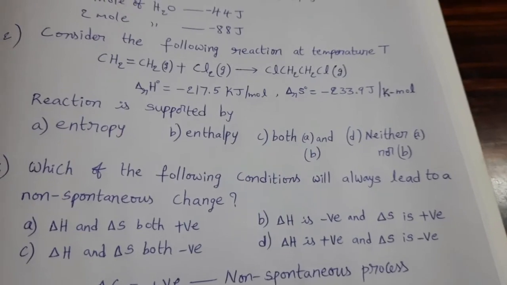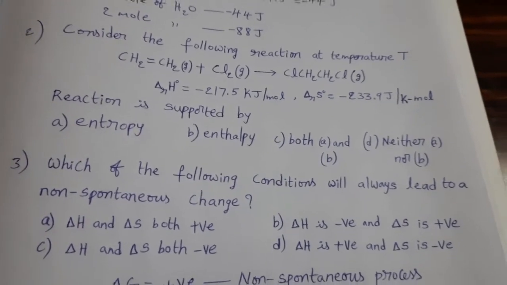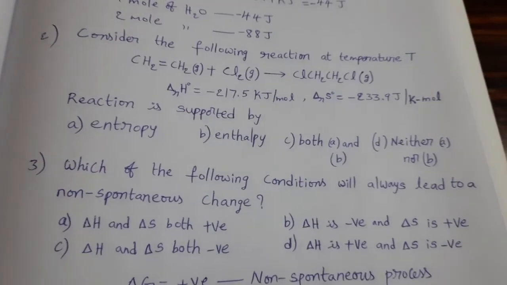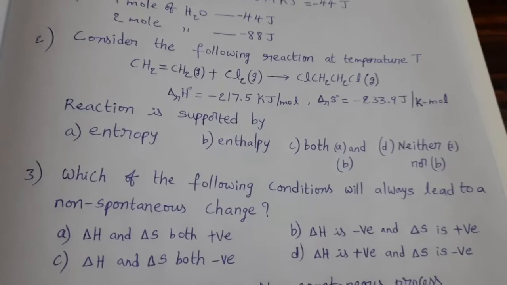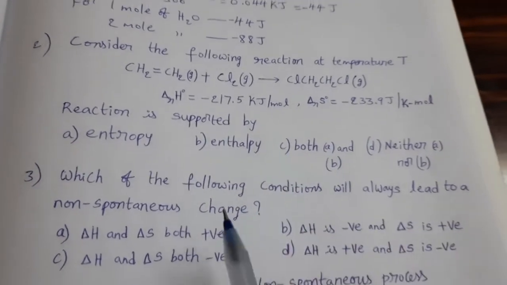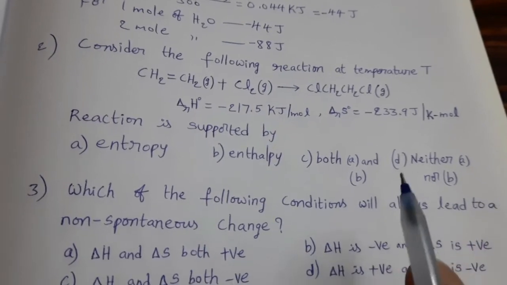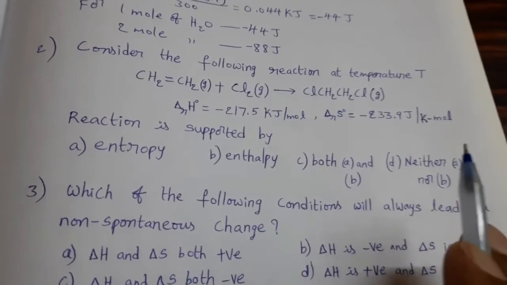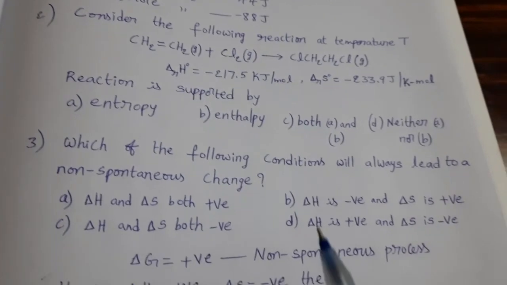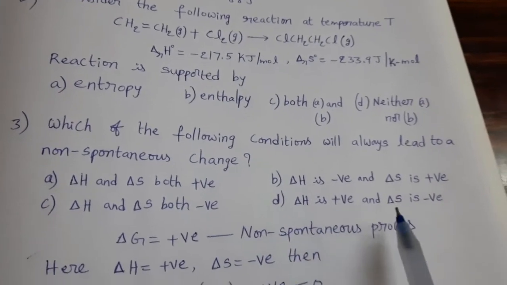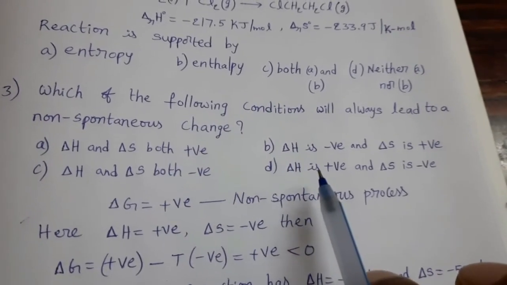Which of the following conditions will always lead to a non-spontaneous change? Understand carefully. Here they asked the required conditions for non-spontaneous change. Delta G is positive, process is non-spontaneous. Delta H is positive, non-spontaneous. Delta S is negative, non-spontaneous. So delta H is positive, delta S is negative. So what is the option? Option D is the answer.